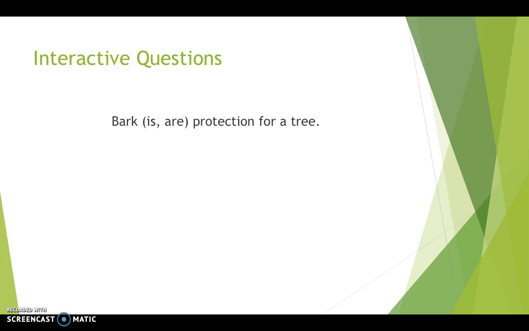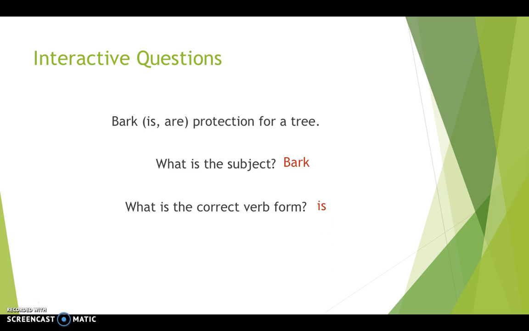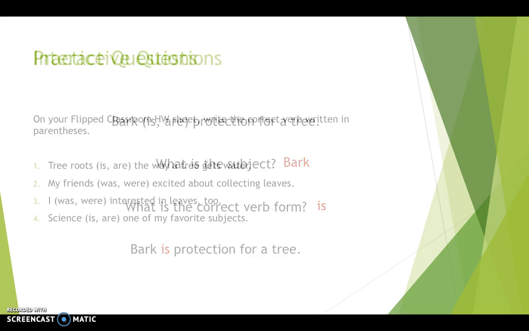Get ready for another one. Bark blank protection for a tree. First, what is the subject of the sentence? Say it with me. 3, 2, 1. Bark. Ha, did I get you? Now, what is the correct verb form? Bark is protection for a tree or bark are protection for a tree? Is is the correct form. So bark is protection for a tree.